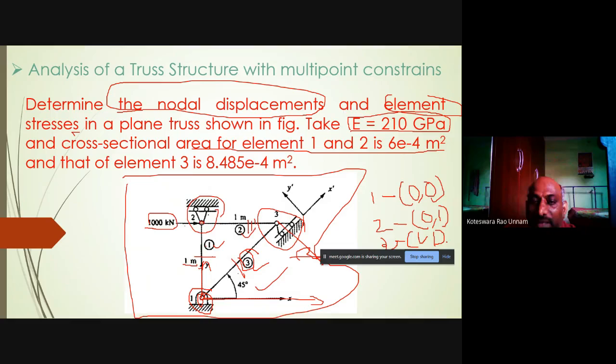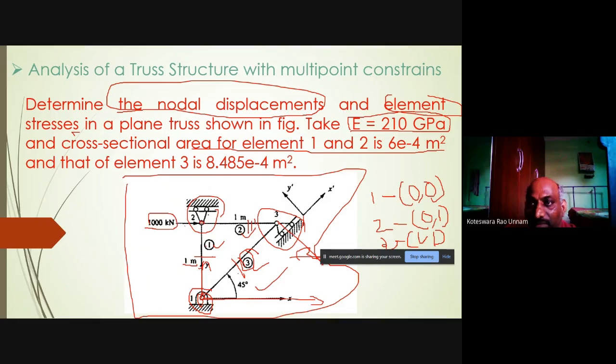So now next I'll create the elements. How can I create the elements? Just by joining node 1 and node 2, I'll get the first element. Then joining node 2 to node 3, I'll get the second element. Then joining node 1 to node 3, I'll get the third element. With that I completed my finite element model. So that means I created the nodes and elements.